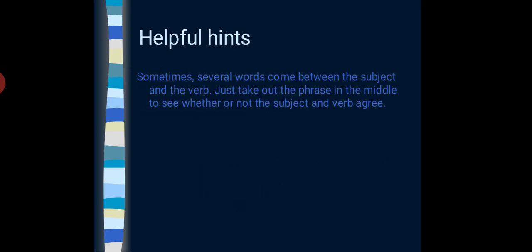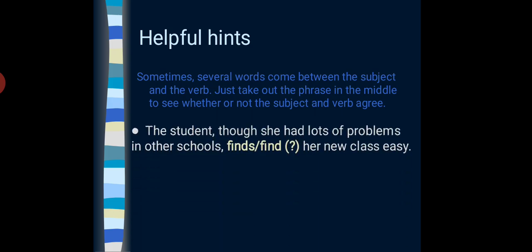let us look at the further rules. Helpful hints. Sometimes several words come between the subject and the verb. Sometimes it happens that many words are given between the subject and the verb. Just take out the phrase in the middle to see whether or not the subject and verb agree. Like, the student, though she had lots of problems in other schools, finds or find her new class easy. What do you think will be the answer?